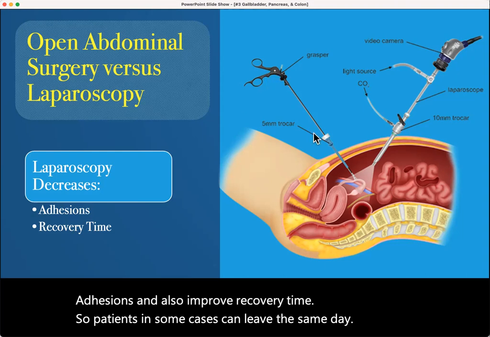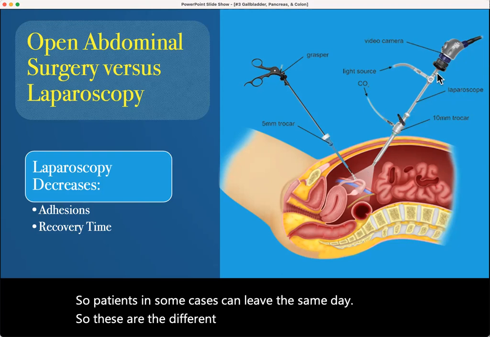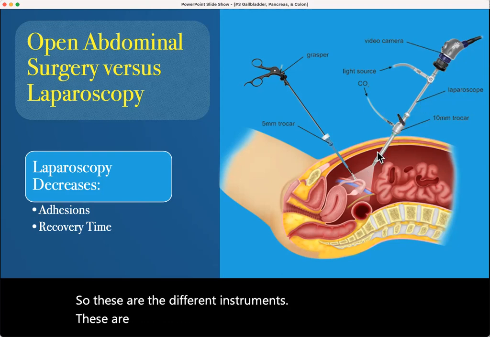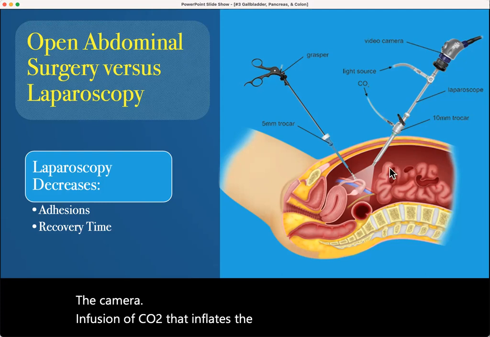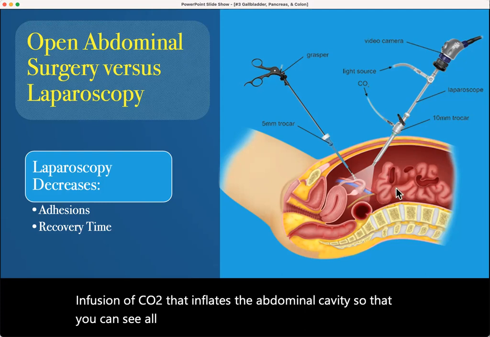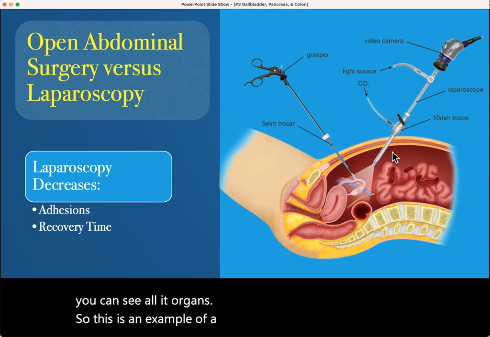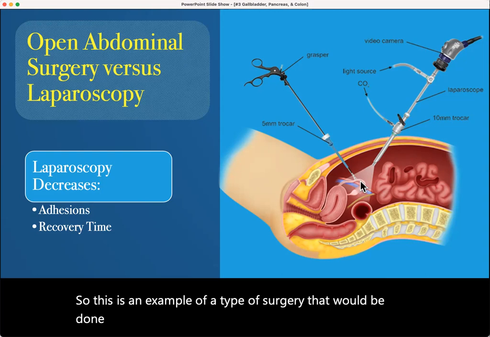So these are the different instruments. These are trocars, the camera, infusion of CO2 that inflates the abdominal cavity so that you can see all the organs. So this is an example of a type of surgery that would be done for, say, pelvic surgery.